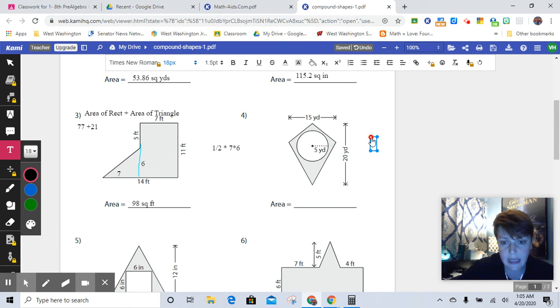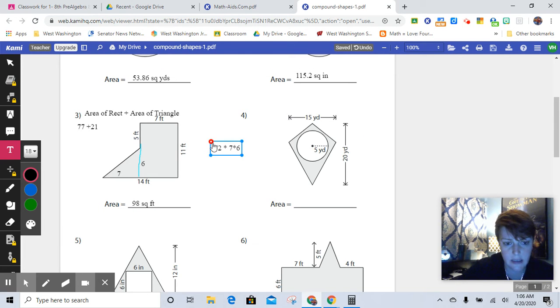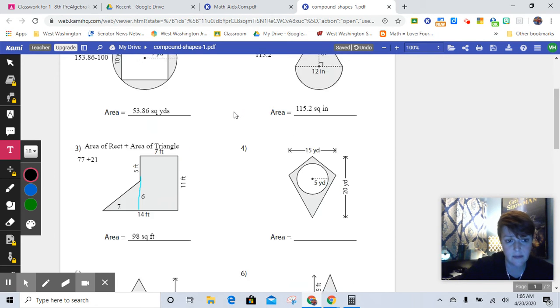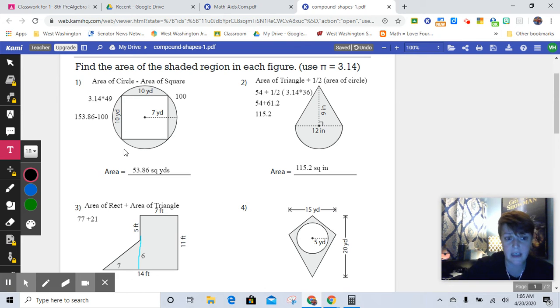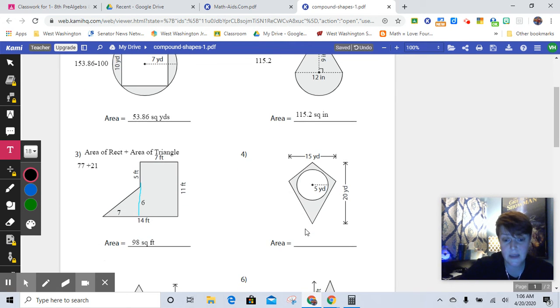This one is a kite, and you won't have any kites on your end, and I don't know if you guys did an area of kites because I don't think that that's a standard until Geometry 1 in high school. So I'm going to kind of gloss over this one, but what I will say is that this one was a circle with a square cut out of it. This one is a kite with a circle cut out of it.